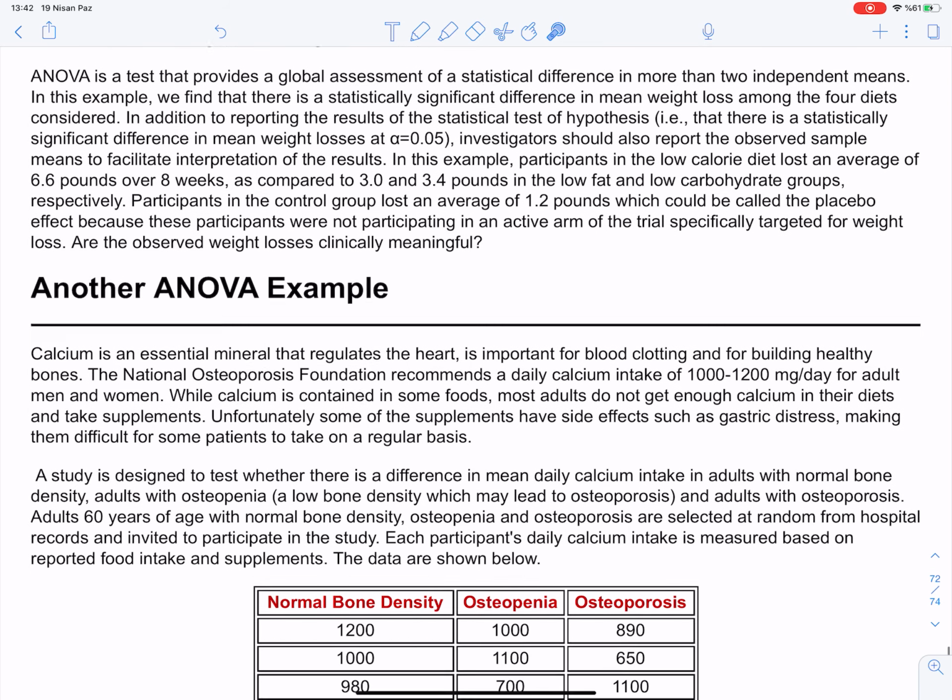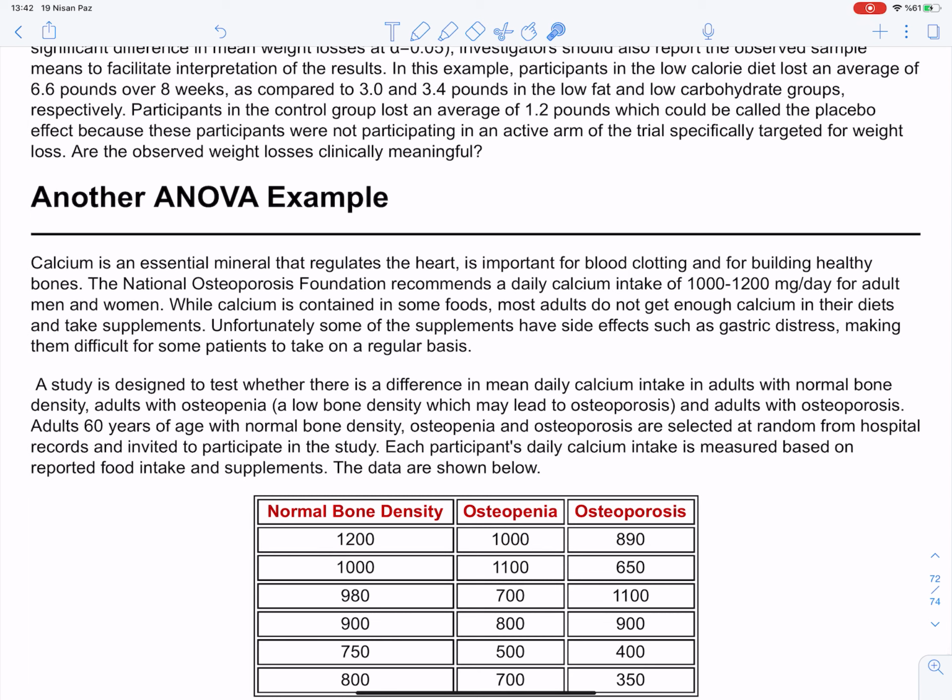on a regular basis. A study is designed to test whether there is a difference in mean daily calcium intake in adults with normal bone density, adults with osteopenia, a low bone density which may lead to osteoporosis, and adults with osteoporosis. Adults 60 years of age with normal bone density, osteopenia, and osteoporosis are selected at random from hospital records and invited to participate in the study. Each participant's daily calcium intake is measured based on reported food intake and supplements. And the data are shown below.